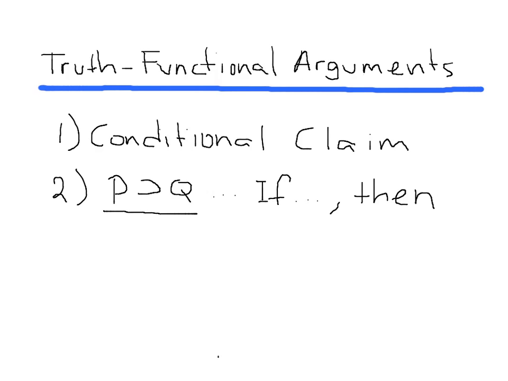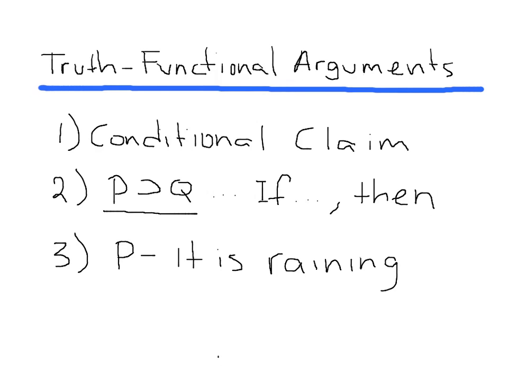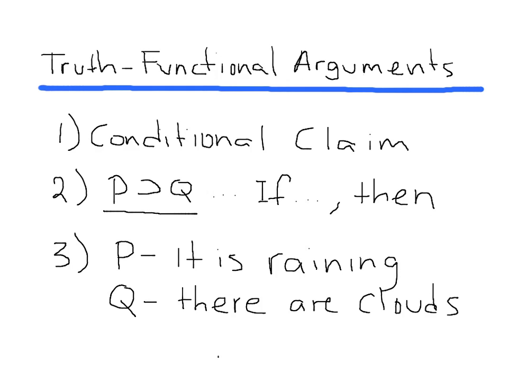For this context, I'm going to use the example of clouds and rain. So P is going to stand for it is raining, and our Q term is going to stand for there are clouds. So in using P and Q to stand for those simple claims, this sentence would say, if it is raining, then there are clouds.